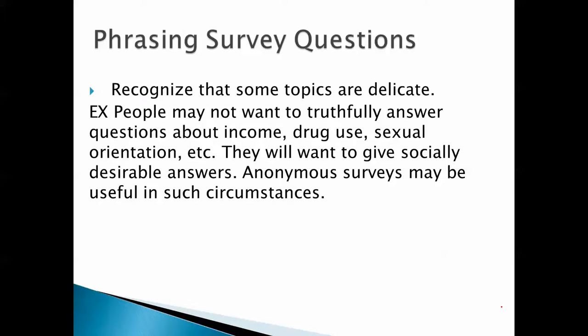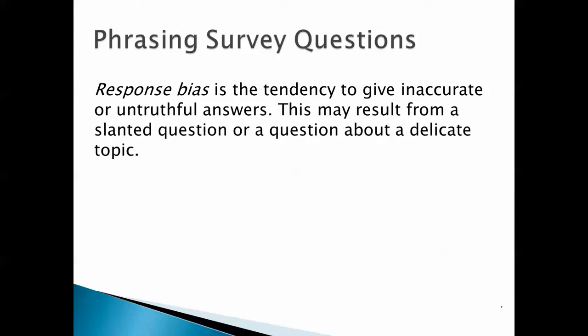Recognize that some topics are delicate. For example, people may not want to truthfully answer questions about income, drug use, sexual orientation, etc. They'll want to give socially desirable answers. Anonymous surveys may be useful in such circumstances.